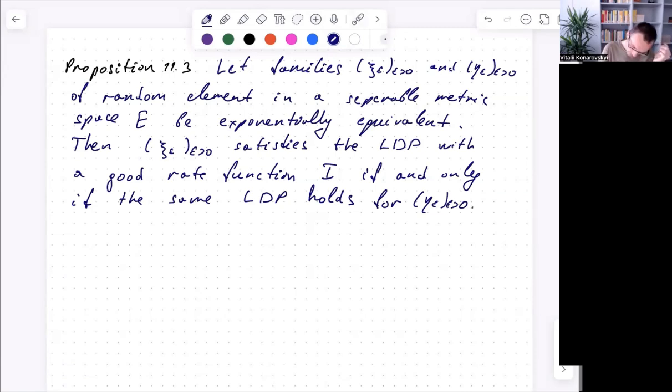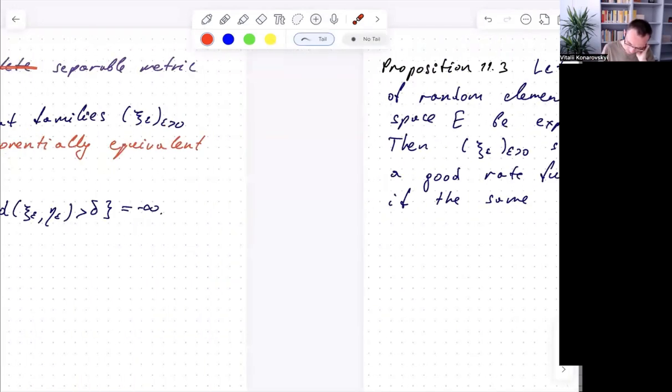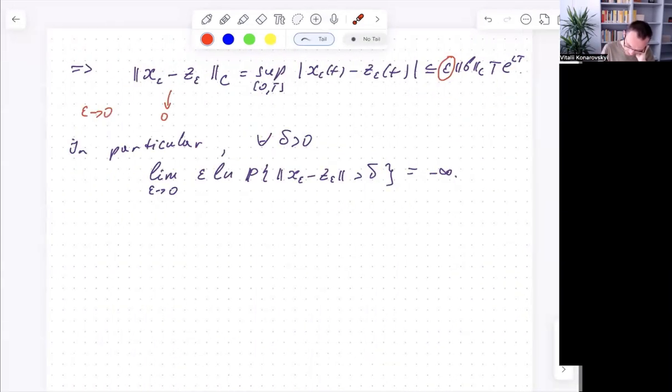Once again, we require that the families are exponentially equivalent on a separable metric space. Then one random variable satisfies the large deviation principle with a good rate function, here we use goodness, if and only if the same is true for the second family of random variables. And when we come back to the example that we had here, you see that this assumption is satisfied.